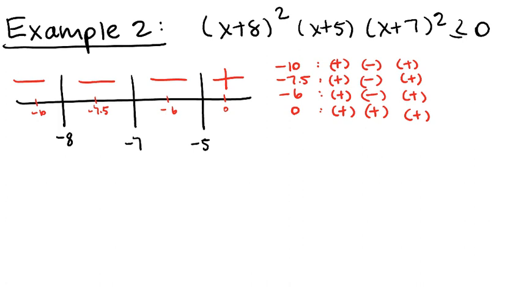We're interested in where this is less than or equal to 0. So I'll fill in where it's equal to 0 first. Okay, it's equal to 0 at these points. That's why they're points we're including on our graph. It's because they're the zeros. It's where the sign could potentially change.